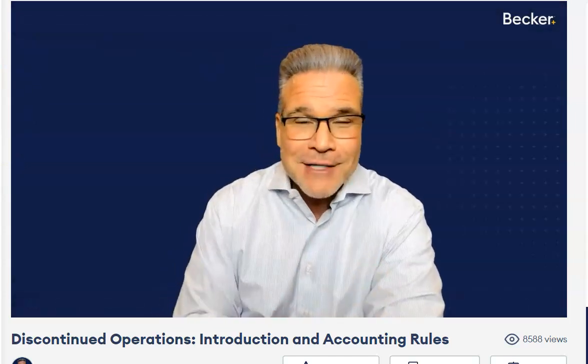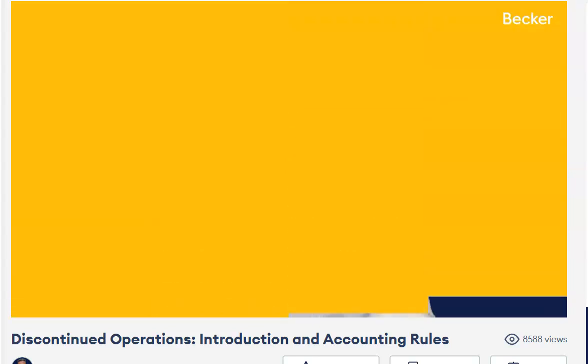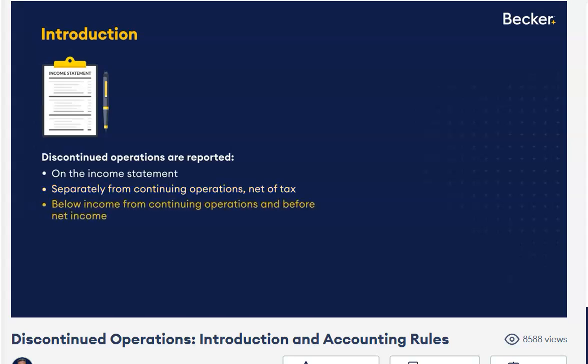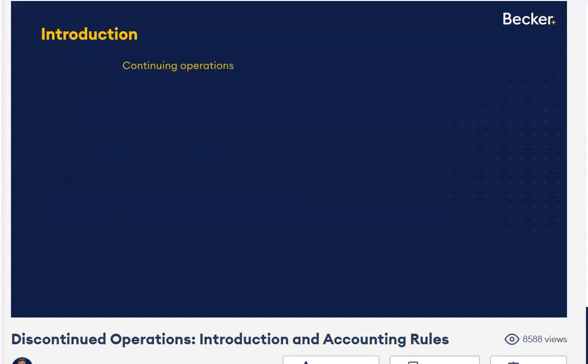Now, insofar as how this is tested on the CPA exam, what are discontinued operations all about? Well, step number one is, where does this get reported on the income statement? It's way at the bottom. Discontinued operations are reported after your income from continuing operations, which is the sum of two separate components, which we'll review in a second. It's reported way at the bottom of the income statement, just before net income. Whenever you see discontinued operation, you think net of tax.